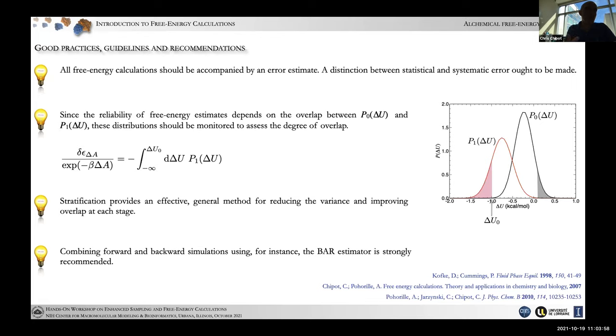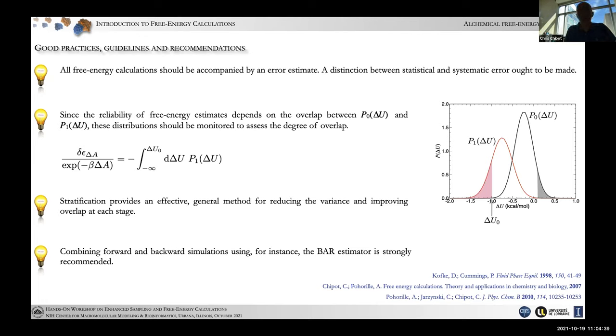It will be, for instance, how well you sample. In a hydration free energy, it will be how well you sample the different configurations of the solvent around your solute, which is not to be confused with systematic error, which can have many different sources. There can be the force field, and there can also be the finite length of your simulation.